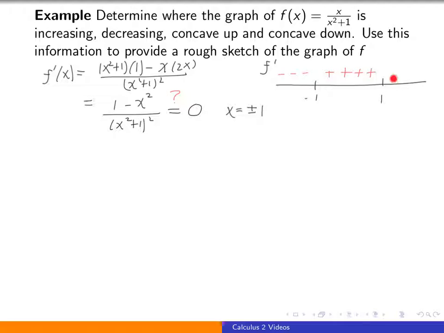For the rightmost interval, if I pick a nice number like 2, 1 minus 2 squared, 1 minus 4, that makes the top negative. So in terms of intervals of increase and decrease, our function f is increasing from minus 1 to 1 and decreasing outside of that interval. So that would be minus infinity to minus 1 along with 1 to infinity.